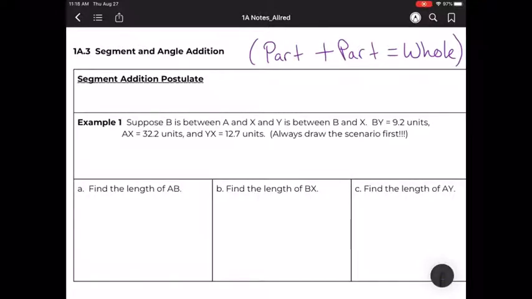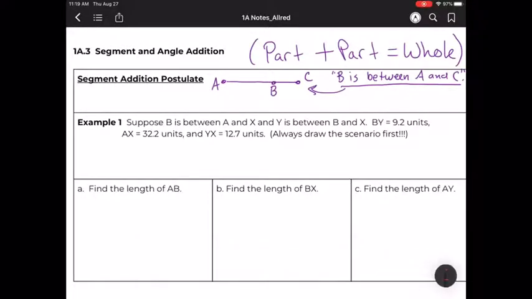So the segment addition postulate looks something like this. Let's say we start with a segment. One endpoint is A, the other endpoint is C, and point B is somewhere between A and C. And you'll see that written sometimes: B is between A and C. Anytime you see that kind of a phrase, this is what your picture looks like. You have a segment where B is somewhere on that segment, collinear to A and C, between them.